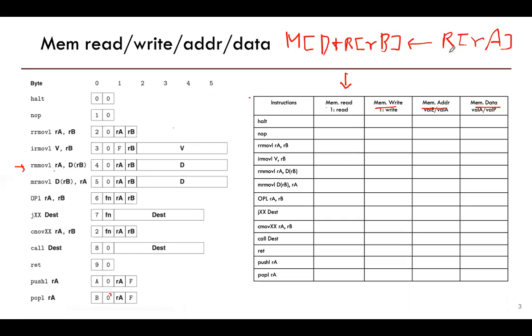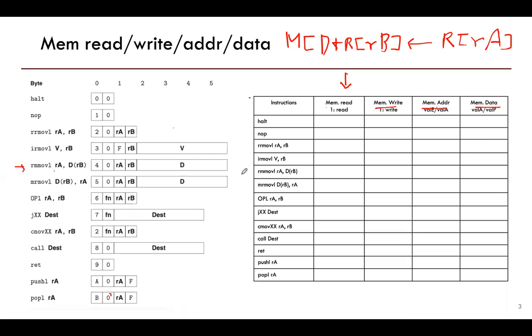So first, we read the RA register from the register file, and then move the written data to the memory address D plus the value of the RB register. Okay, so this is the detailed information, and based on this, we can decide the signal selection.